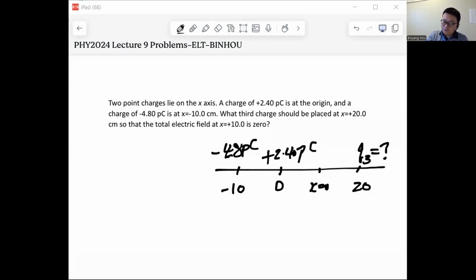So Q1 is positive, so we can take a look at the electric field produced by that first one here. Because it's positive, it's pointing away, so at the point of interest it's going to point away in that direction. Now this Q2 will produce an electric field at that point again, but it's negative, so it's pointing towards the Q2. So this will be E1, this will be E2.